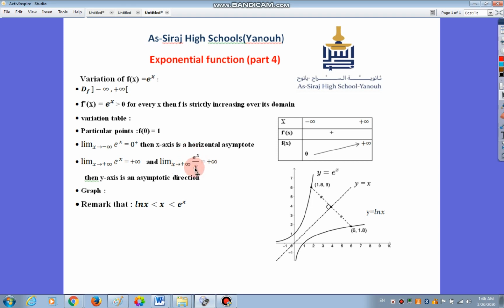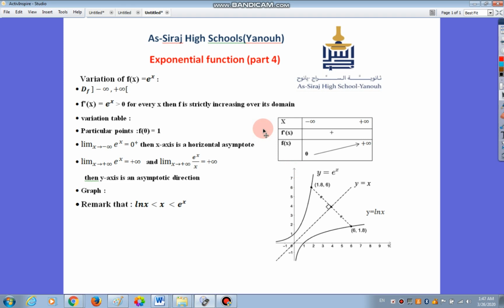Now, the limit of f(x) over x as x tends to plus infinity is equal to plus infinity. Graphically, this means that the y-axis is an asymptotic direction, as you see here.